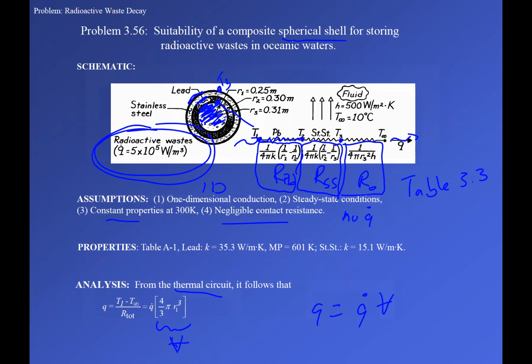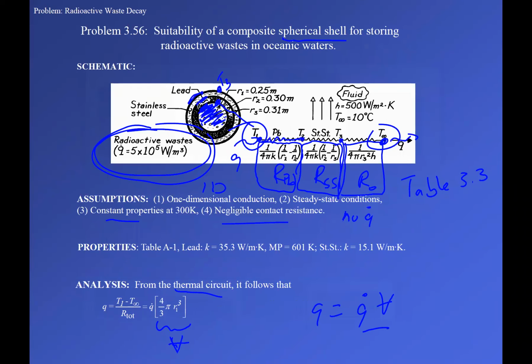Now, temperature-wise, we have T infinity, right? We don't have any other temperature, but we now have Q. So if we know Q and we know T infinity, we can just take a thermal circuit across anything and find the temperatures. So in this case, we're going to look for T1.